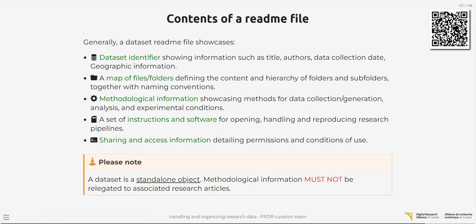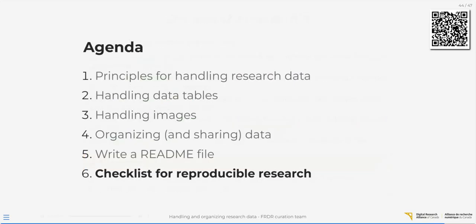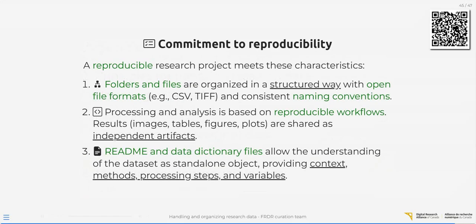And one important reminder, your README must contain the methodological context. It should never rely on a separate article to explain how the data was created. Finally, let us review the essential elements that a dataset should have in line with open and reproducible research practices. A reproducible research project is well-documented, well-structured, and transparent. It starts with a clear folder and file organization, using open file formats like CSV or TIFF and consistent naming conventions. This makes your data navigable and understandable.